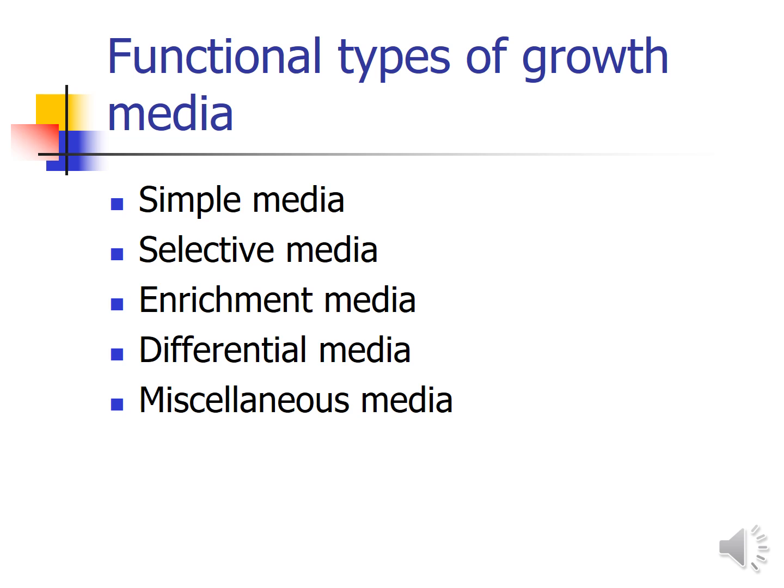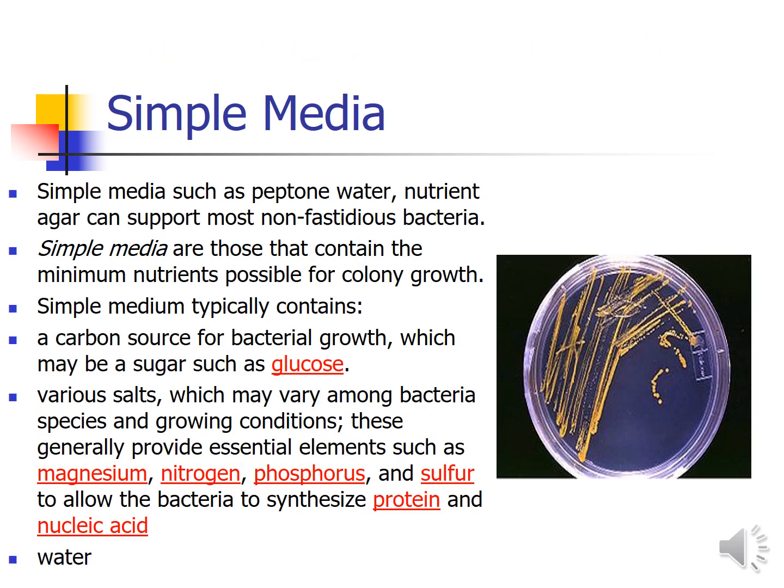Based upon the type of growth, media can be classified into simple, selective, enrichment, differential, and miscellaneous. A simple medium, for example peptone water or nutrient agar, can support non-fastidious organisms. Simple media are those which contain the minimum nutrients possible for colony growth. So they contain only basic materials which are required for colony growth.